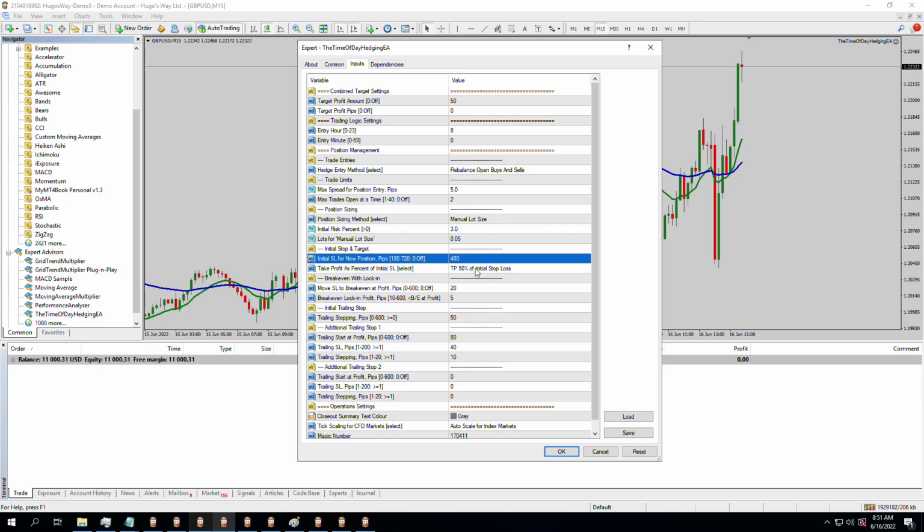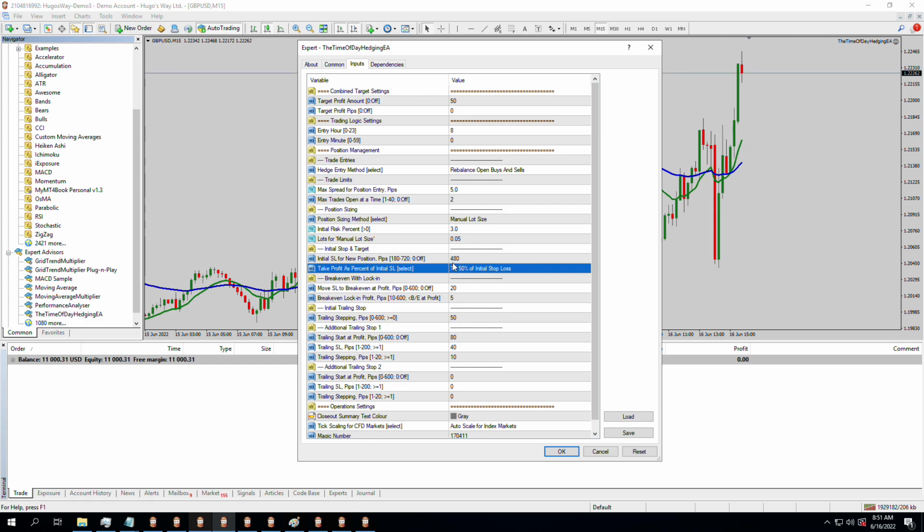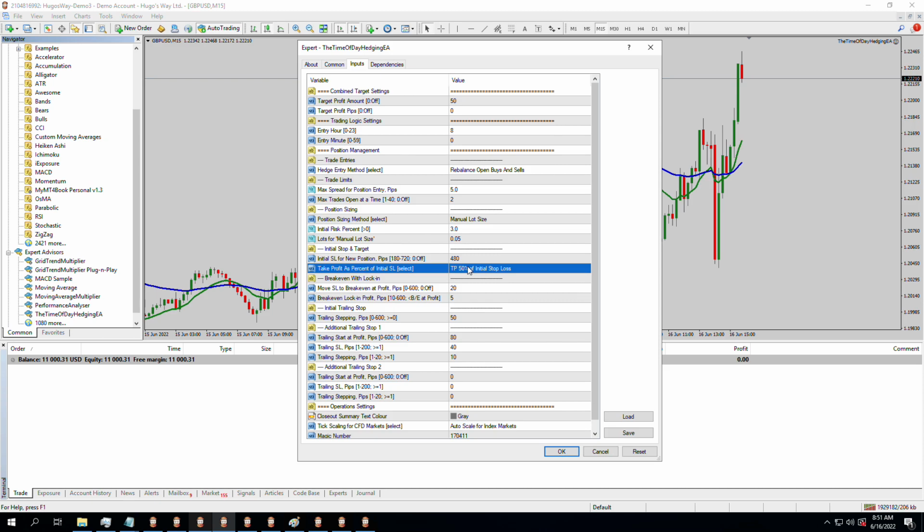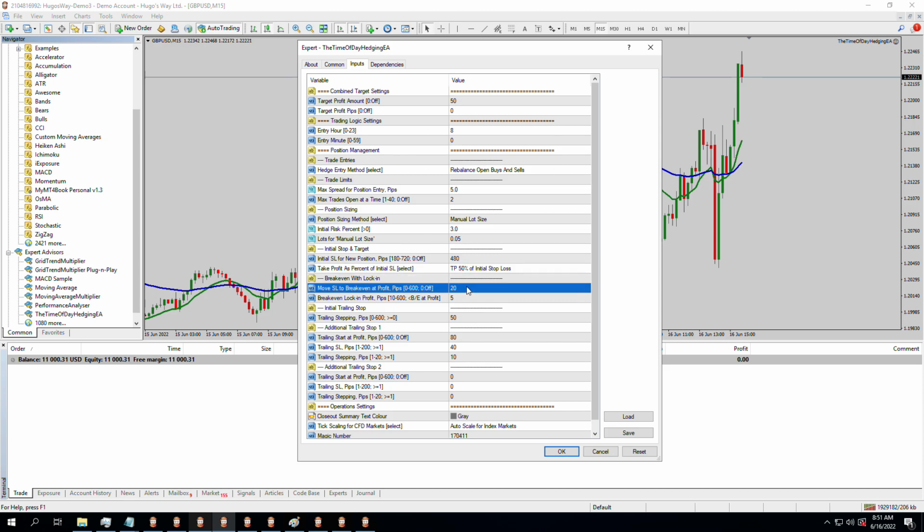Now, there's also a setting in here which is a little bit weird, but it says set to take profit at 50% of the initial stop loss. Okay, so it's going to set an initial take profit of 240 pips. You'll notice that once it moves to the break-even point and once it starts trailing the trailing stop or the trailing profits, really, those numbers become invalid. So I did set a break-even, so lock in profits at break-even.